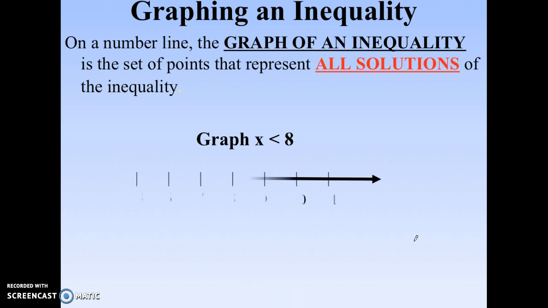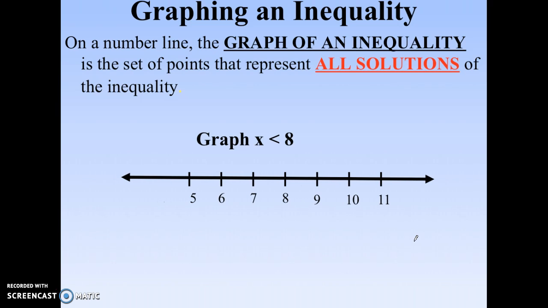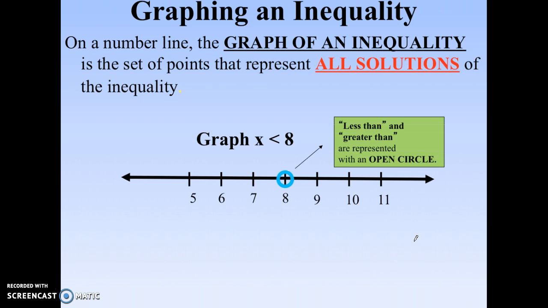So first let's do this. Draw a number line. Now 8 doesn't have to be in the center, but at least we have to include 8 and some numbers on the left and some numbers on the right. And we're going to draw an open circle. The reason is because anytime we have a less than or greater than symbol, we use an open circle because that number is not included. For example, if I were to give you a list of numbers, I would not circle 8 in this inequality because it's less than 8, not equal to.